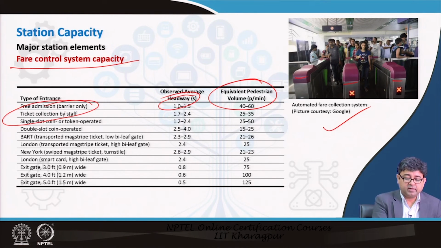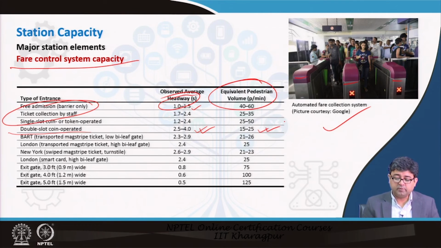If it is a free admission barrier only, then the headways are very small, whereas if you have a two slot coin operated system, then the headways become longer, meaning the volume of people processed per minute goes down. So, that is what that says. Here are some examples from all over the world, what they use and what their headways are.